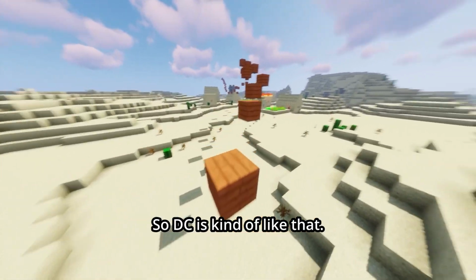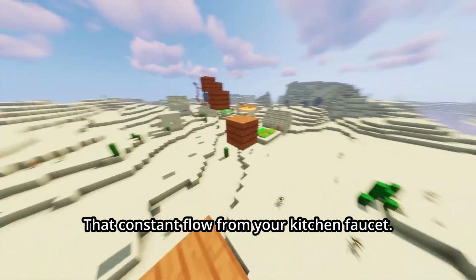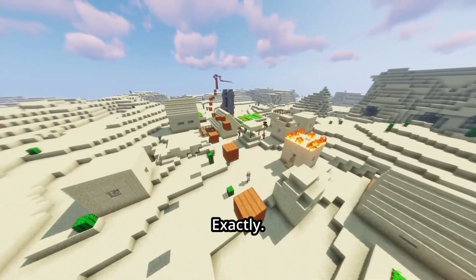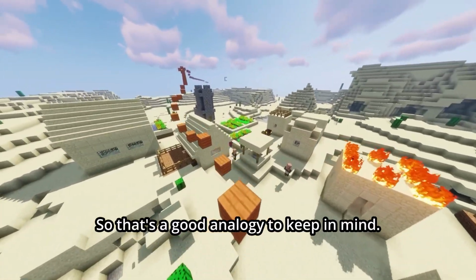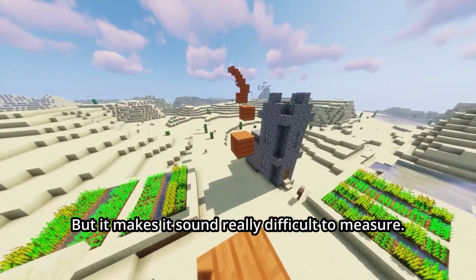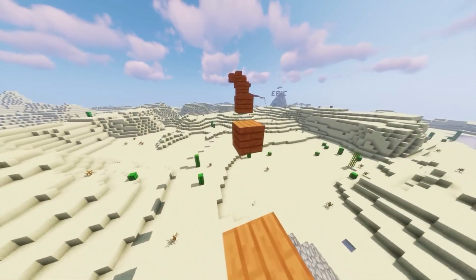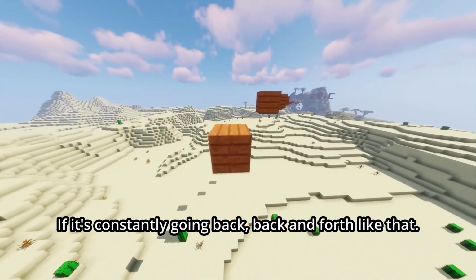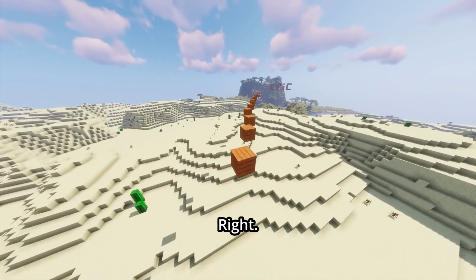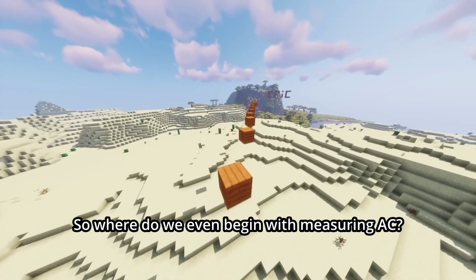Interesting. So DC is kind of like that constant flow from your kitchen faucet, and then AC is like the ocean waves. Exactly. That's a good analogy to keep in mind, but it makes it sound really difficult to measure if it's constantly going back and forth like that. Like, how do we even get a handle on that? So where do we even begin with measuring AC?